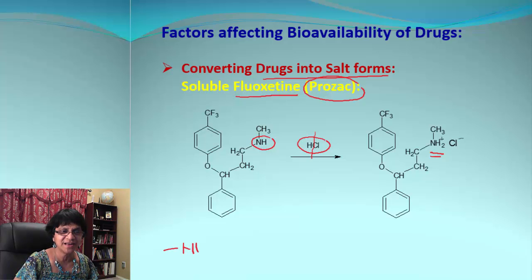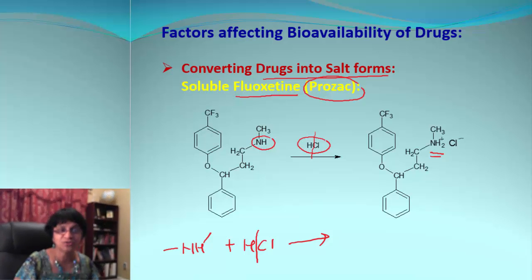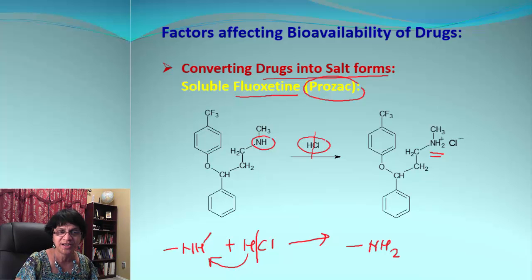We have a secondary amino group here, and then that reacts with hydrochloric acid. Hydrochloric acid splits into hydrogen and chloride. The hydrogen moves to the amino group and we get protonation of the amino group, which gives you a positive charge, and then the chloride ion clusters around that and we get a chloride salt of that amine. So this is another method of making medicines soluble.